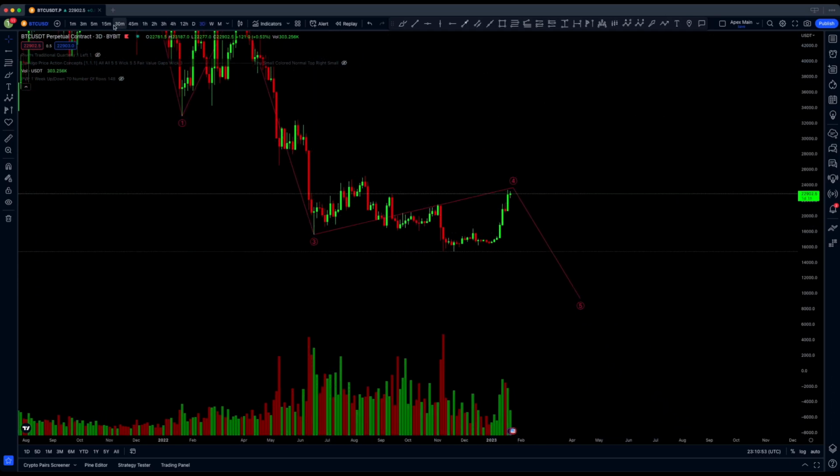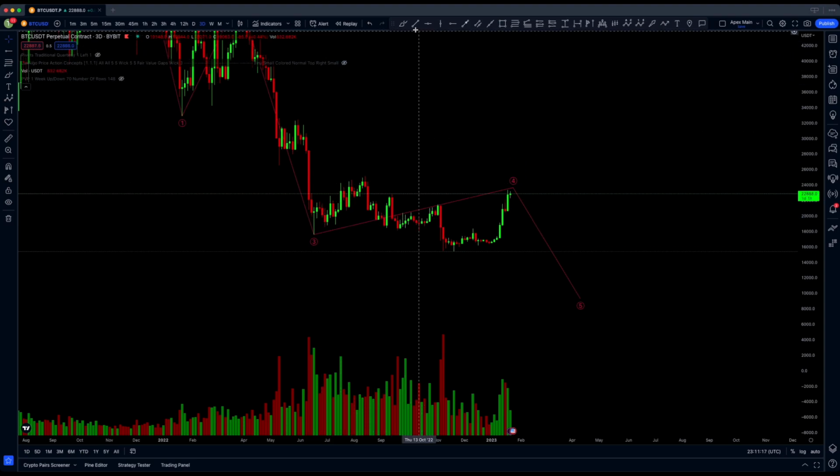Now the thing with ABCs is you can get 2 types of corrections. You can get flat corrections, which are equilateral, so your A and your C basically match. Sometimes you want to see your C just pass it, sometimes it doesn't, as long as it's there or thereabouts. It's a flat correction. And you can get zigzag corrections, which are more favored towards the idea of the trend.